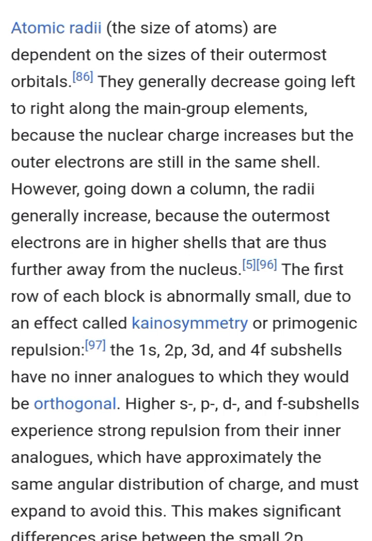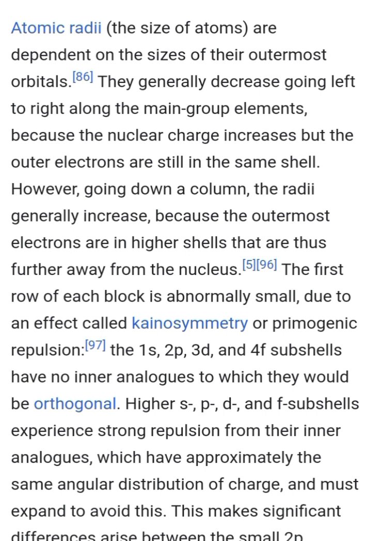They generally decrease going left to right along the main group elements, that is group 1A to 8A, because the nuclear charge increases, but the outer electrons are still in the same shell. However, going down a column, the radius generally increases because the outermost electrons are in higher shells that are thus further away from the nucleus.